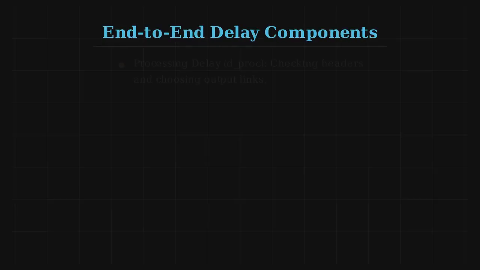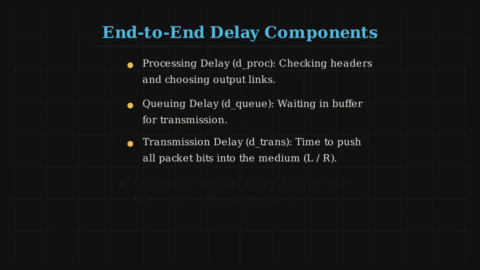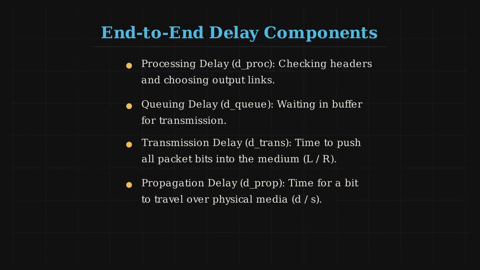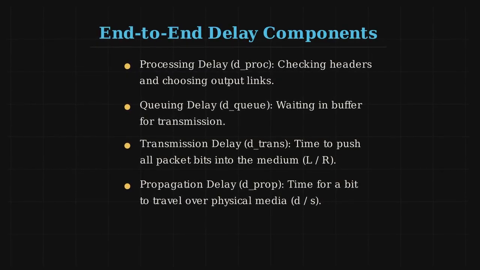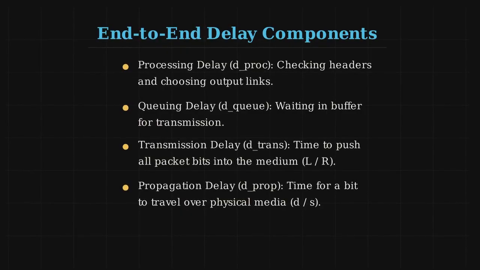The total end-to-end delay of a packet traveling through a single hop consists of 4 parts: nodal processing, queuing delay, transmission delay, and propagation delay. Let's see them sum up.